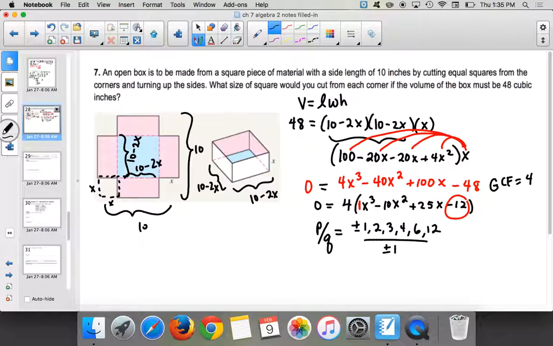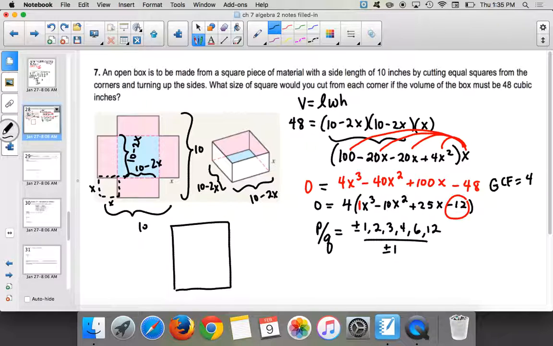So let's think about this logically. We talked about this yesterday. If you have a big box that's 10 by 10, and you're going to cut a square out, what size of square would be too big? What size of square is going to make it run into each other? 5, right? 5 inches on each side, that's too big.